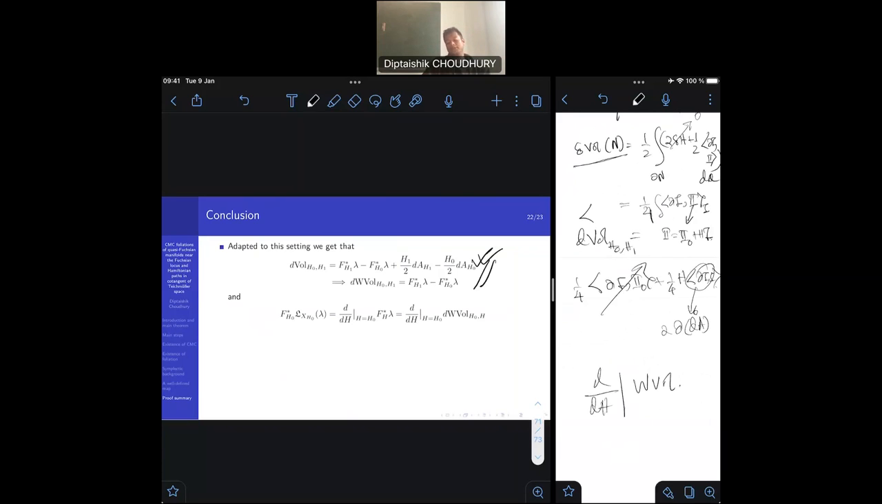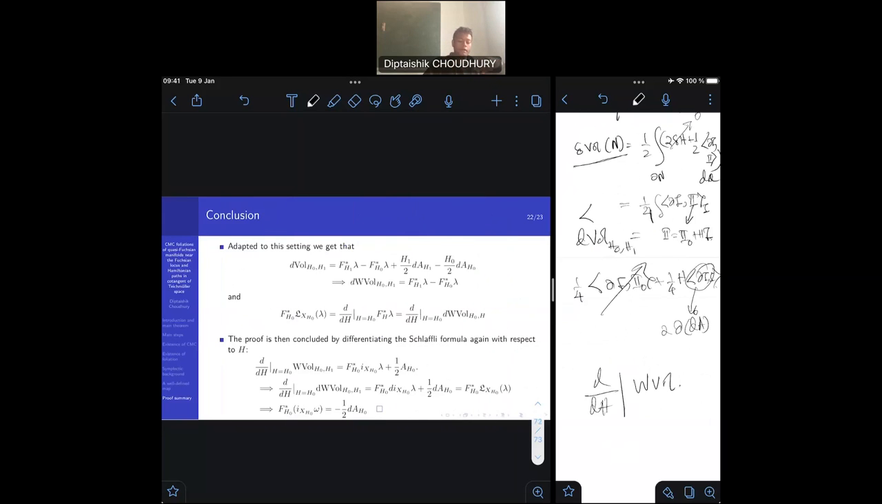And this is now keeping the manifold fixed and changing the surfaces. And how you do it is that you want to say that the derivative at H equal to H0 of the W volume is equal to the pullback. So you essentially prove that this is equal to the pullback of IXH0 of lambda plus half AH0.